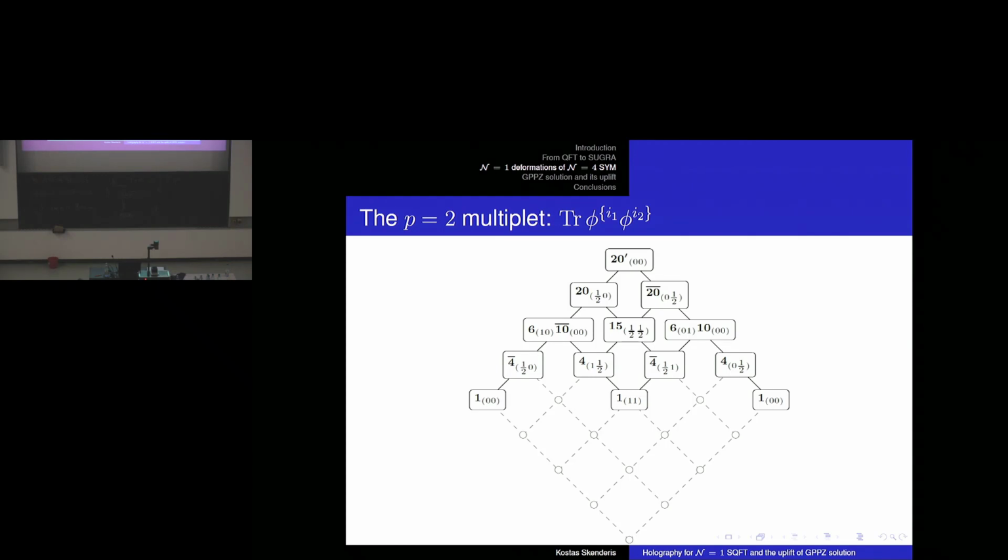In the boxes, I indicate the representation with respect to SU(4). And then the small brackets are the space-time quantum numbers. And this is (0,0), which means it's a scalar. This is a fermion. Here we have a self-dual tensor and a scalar, and so on. So the first step to understand the N=1 multiplet is to understand how to go from SU(4) into SU(3) cross U(1).